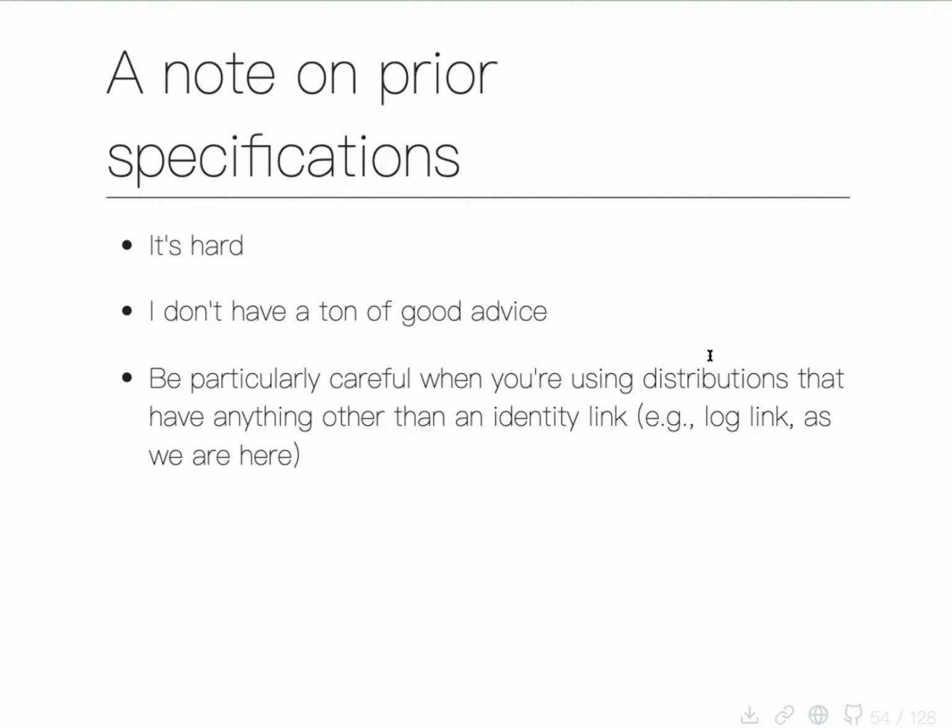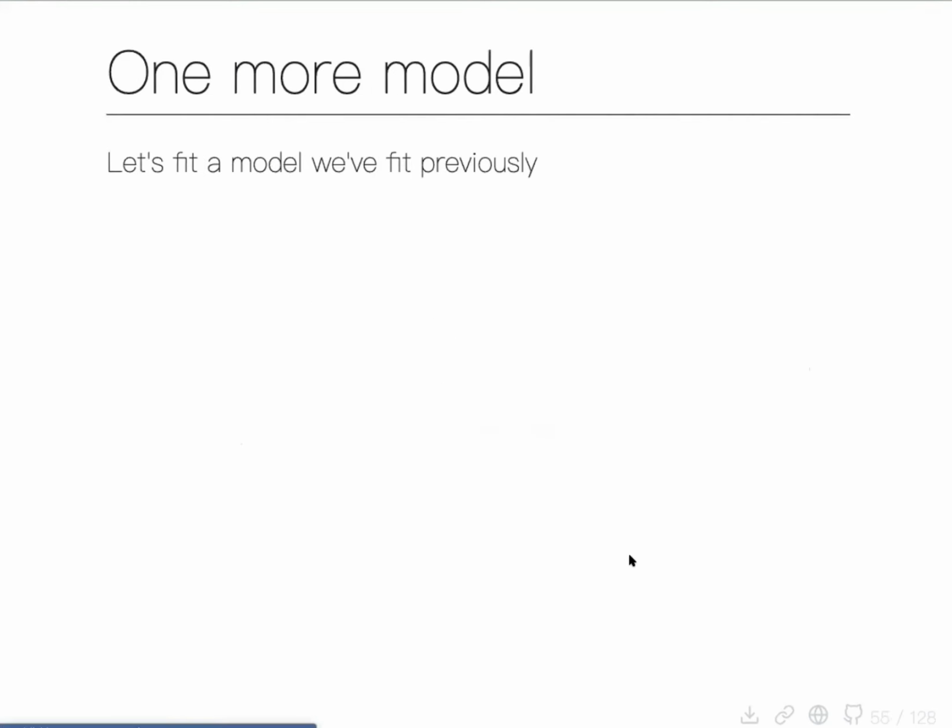And be particularly careful if you have anything other than an identity link. So if you're in this world of generalized linear models, so you're modeling anything other than a continuous outcome, then you're going to have to be particularly careful. Okay.